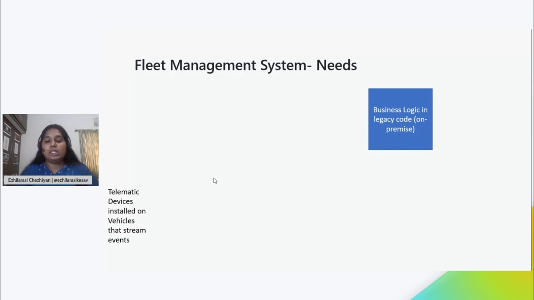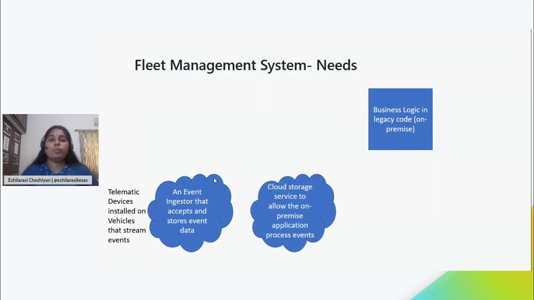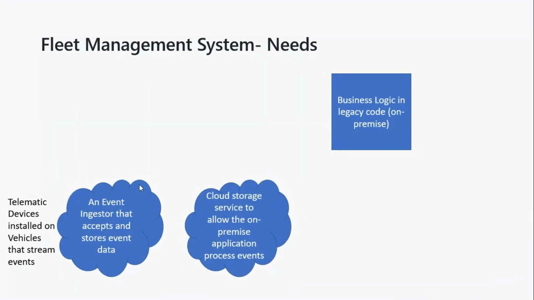Now, what do I actually need to solve this business need? First and foremost, I need an event ingester that accepts and stores the stream of events. This event ingester should be capable of ingesting millions of events per second, and it is expected to scale seamlessly with the scale of my business. And I cannot expect my legacy code running on my on-premises application to handle the events as and when they come in. So I need a cloud storage service that will allow my on-premises application to process these events at its convenient time.